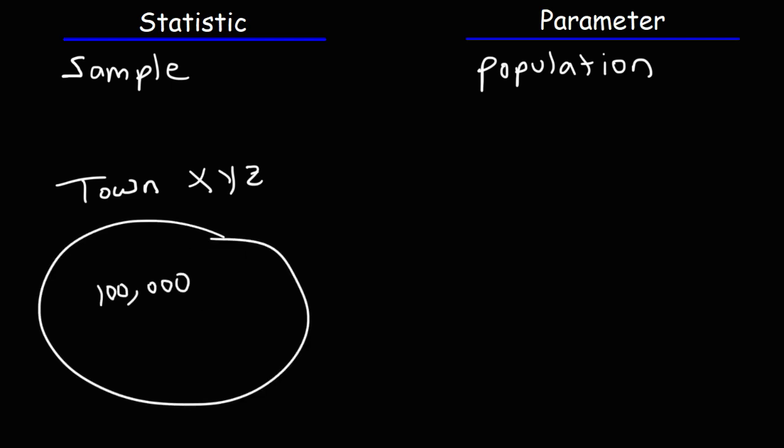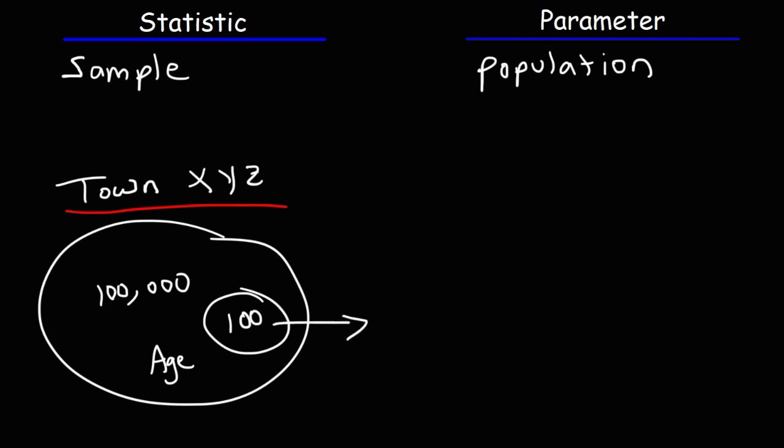And let's say we wish to estimate the average age of the 100,000 residents in town XYZ. Now, it's going to be a lot of work to get the age of each individual and average all of their ages. But instead, let's say we talk to 100 individuals out of the 100,000, ask for their ages, and then take the average. So the average age of those 100 individuals would be the sample mean. So that is a statistic.